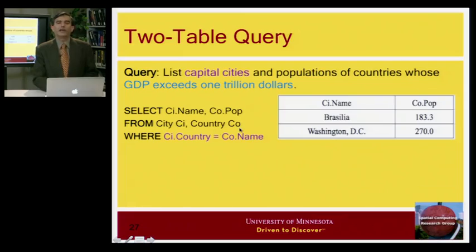We are also putting aliases here because we are trying to reduce typing. Okay? In the result, we only want two things. Like you said, the city name and its population, and the rest is in the condition. So in order to combine the two tables, we put this condition which matches the country column in city table with the name column in the country table.